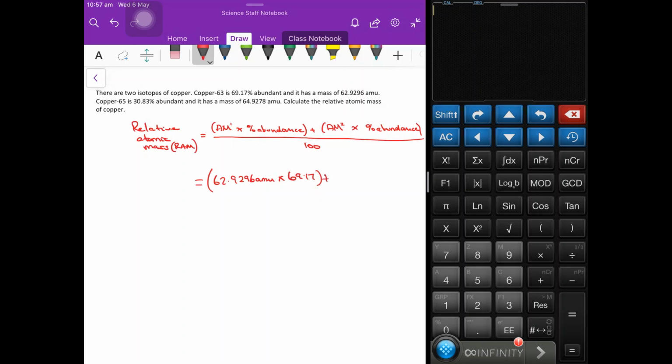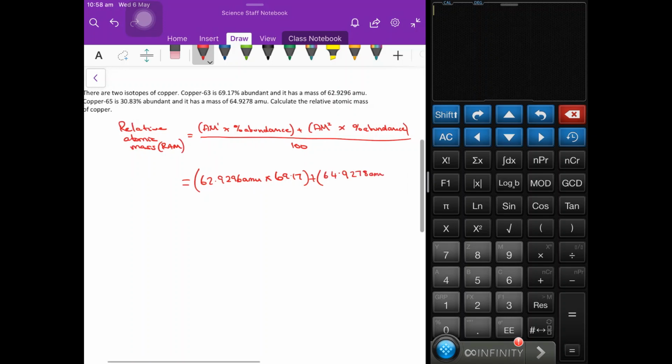And then I'm going to close my brackets, and then I'm going to add to this the atomic mass of my second isotope, which we're going to call copper-65. And here's its mass, 64.9278 AMU, multiplied by, again, its percentage abundance, just as a normal number, 30.83. And then I'm going to divide that whole top line by 100.